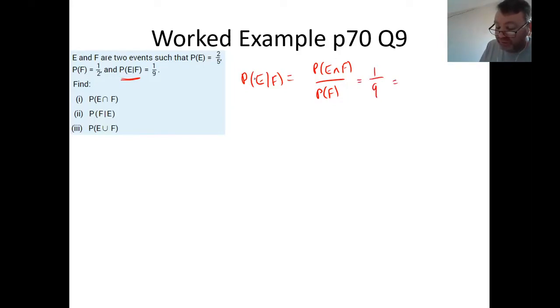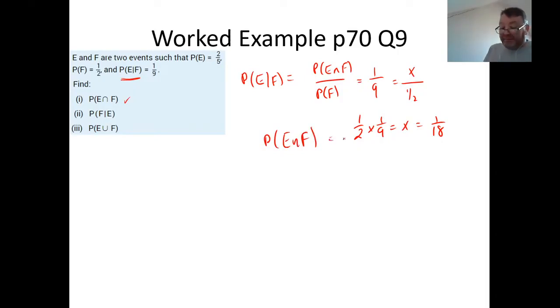So what's the intersection? Well, that's what we're being asked for, so let's call that X. Over, what's the P of F? Well, P of F is here, it's a half. If we're dividing over here by a half, we will multiply over here by a half. So a half times a ninth is equal to x, which is 1 over 18. Sorry, that's the value of x, isn't it? Yeah, so that's the value of x. That's P of E intersection F.